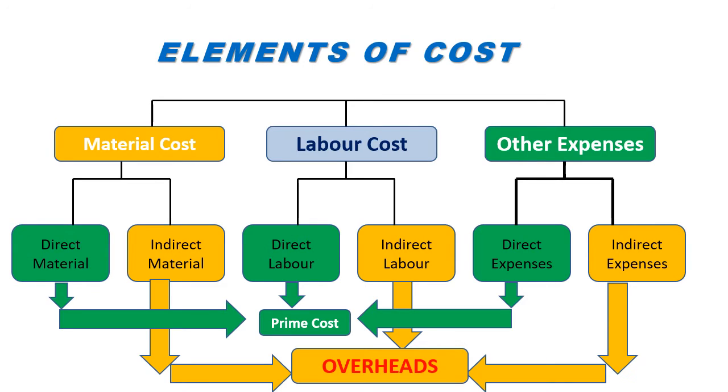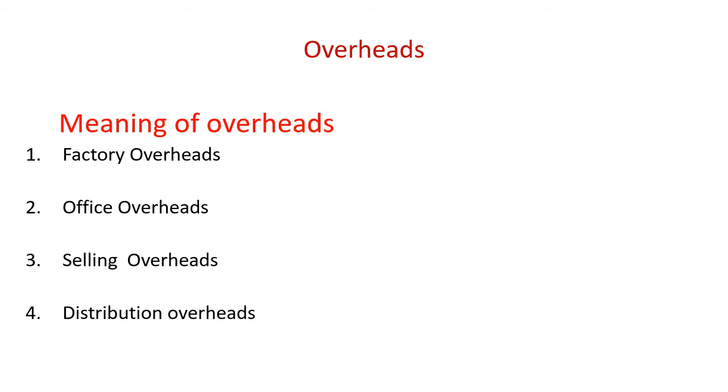Direct cost is that cost which can be identified in one unit cost. Indirect cost is that cost which cannot be identified in one unit cost. All direct costs aggregate as prime cost. All indirect costs are called overhead. Overhead is the aggregate of indirect costs, that is indirect material, indirect wages and indirect expenses.